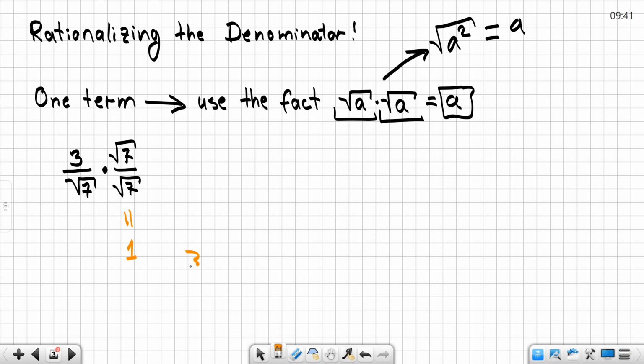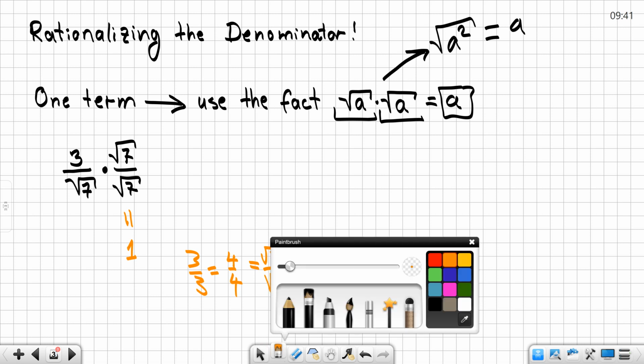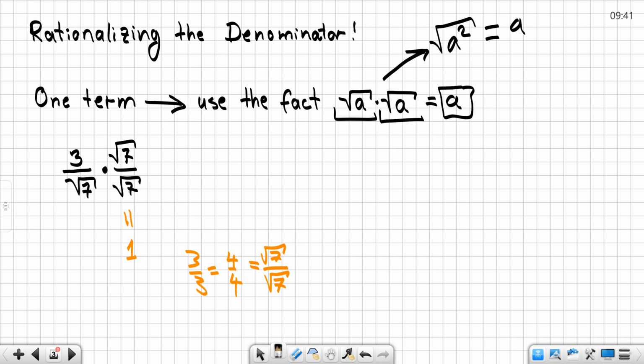Just like 3 divided by 3 or 4 divided by 4 is 1, the square root of 7 divided by the square root of 7 is also 1. So in other words, I don't change anything. Anything multiplied by 1 is just the number itself.